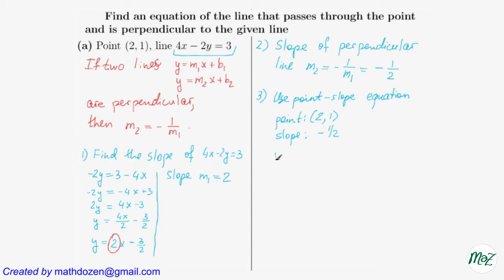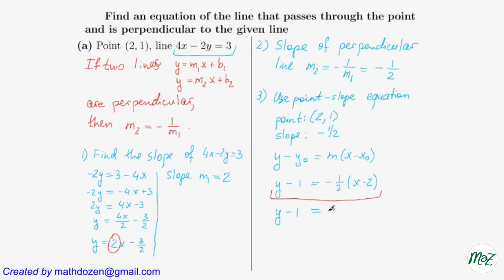That gives us the equation y minus y naught is equal to m times x minus x naught, which happens to be y minus 1 is equal to negative 1/2 times x minus 2. This form is a perfectly good equation, so this could be used as an answer. Or we can work on it a bit more and simplify it.